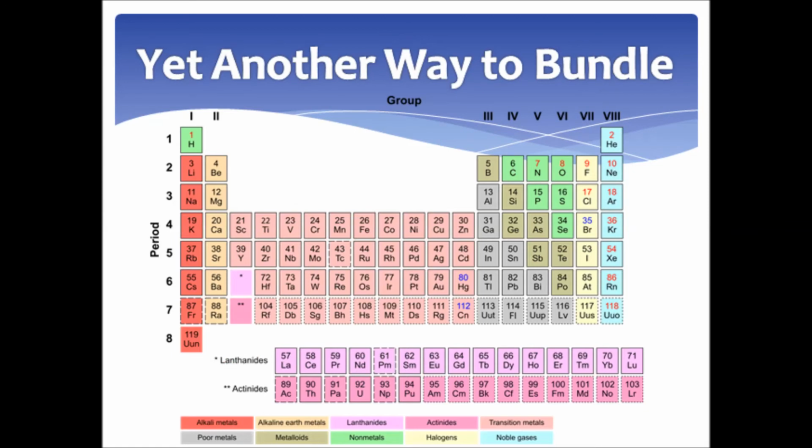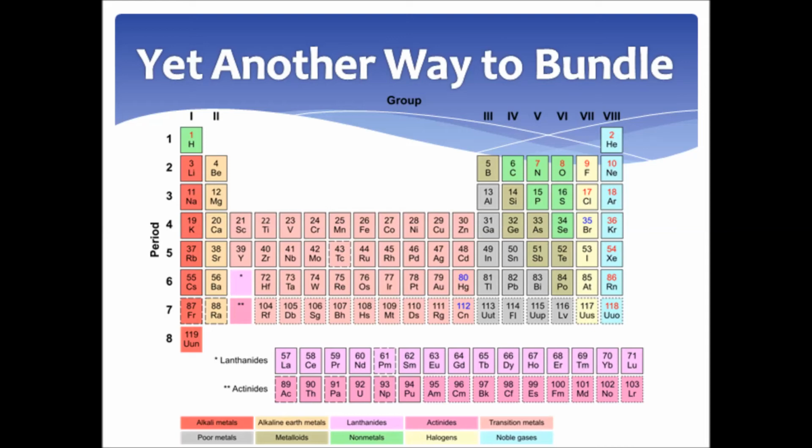Moving on to yet another way of bundling. As you can see, the colors below indicate groups. Looking at the column farthest to the left, vertically listed under the Roman numeral 1, excluding hydrogen, those elements are alkali metals.